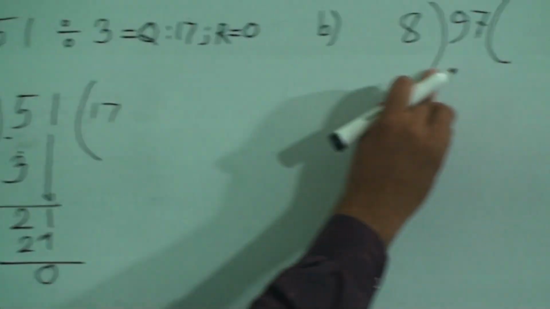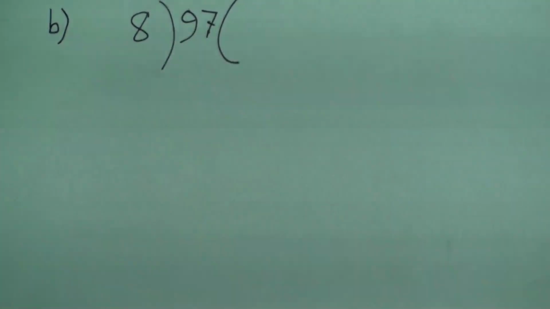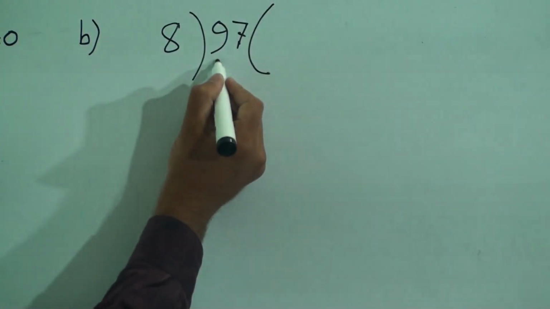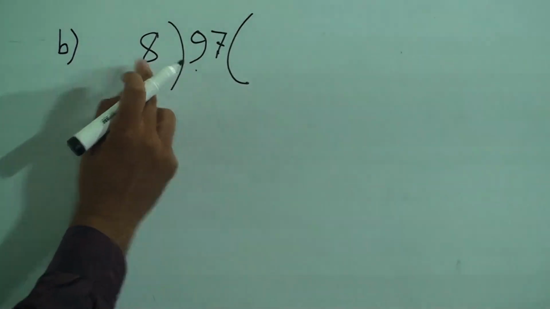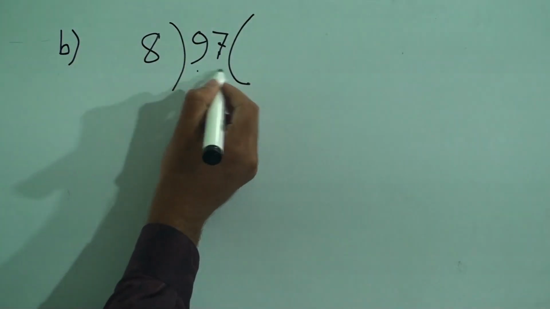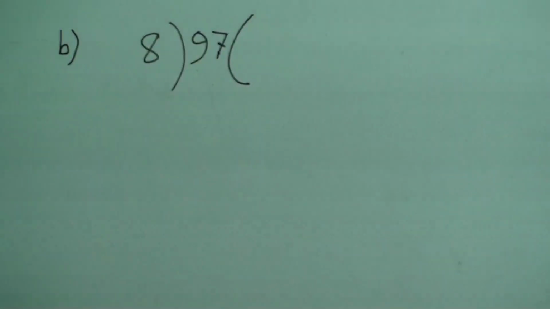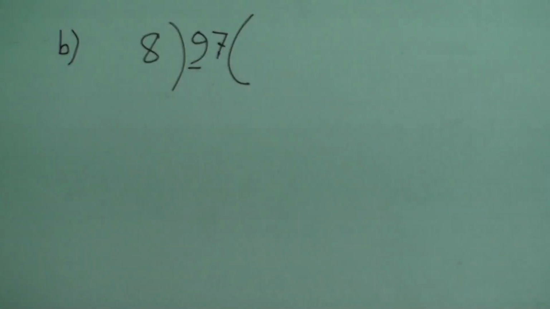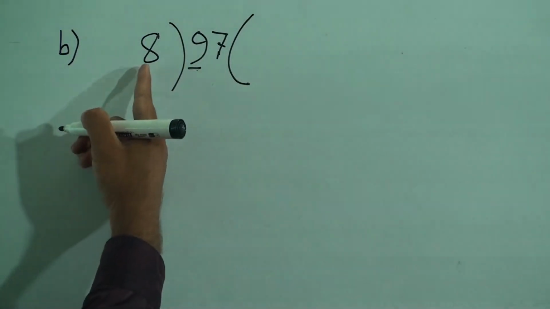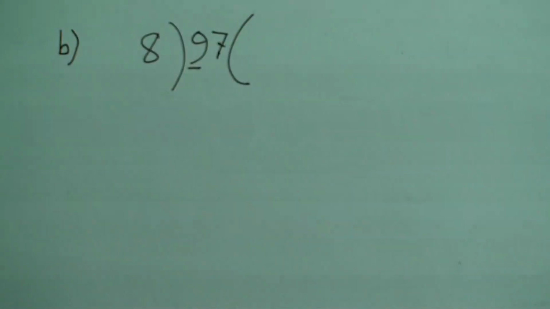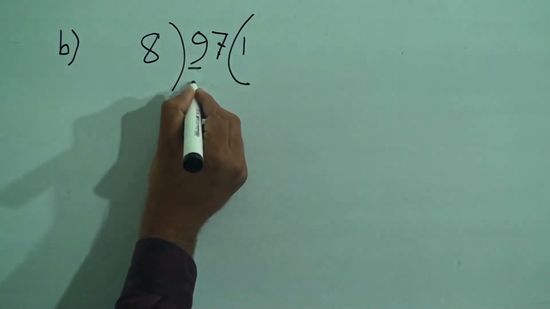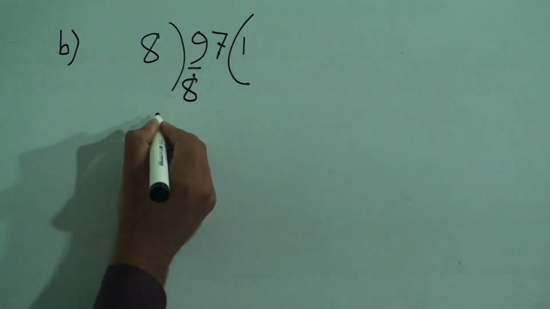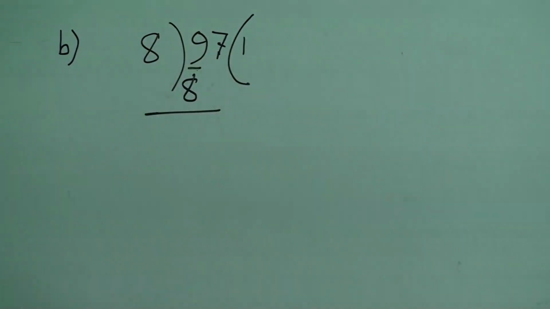Now go to the next question. Here question B is 97 divide 8. 97 is the dividend and 8 is the divisor. Similarly, here 97 is the 2-digit dividend and 8 is the single-digit divisor. So first of all you have to choose the first digit of the dividend, which is 9. Now how many times does 8 go into 9? We know that 8 ones are 8. Now subtract 8 from 9. What will it be? It will be 1.